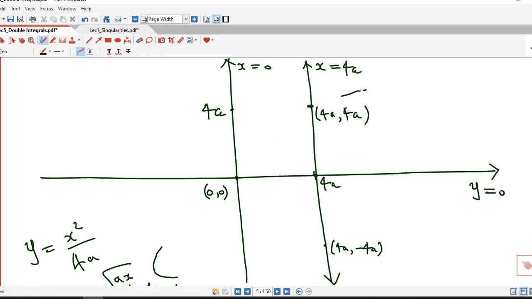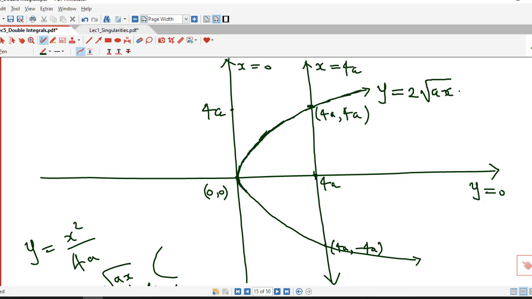Okay, it should pass through the origin and this point, and here we have to be careful, it will pass through the origin only, and then here it will pass through this point. Here we must have a smooth path, because this is a smooth curve, so it should look like an arc, it is not a straight line. So this is the parabola y equal to 2 under root ax.